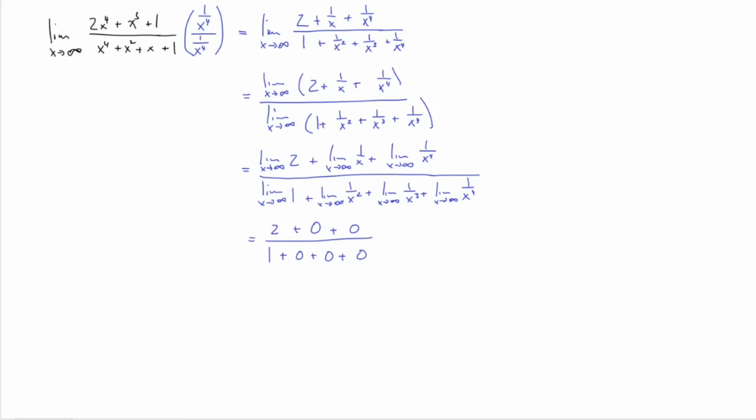The limit as x approaches infinity of 1 over x to the fourth is 0. The limit as x approaches infinity of 1 is just 1. And all those other limits are 0 because they're the limit as x approaches infinity of 1 over x to some natural number power. And so in the end, you just get 2 over 1. In other words, you get 2. And so this limit is equal to 2.